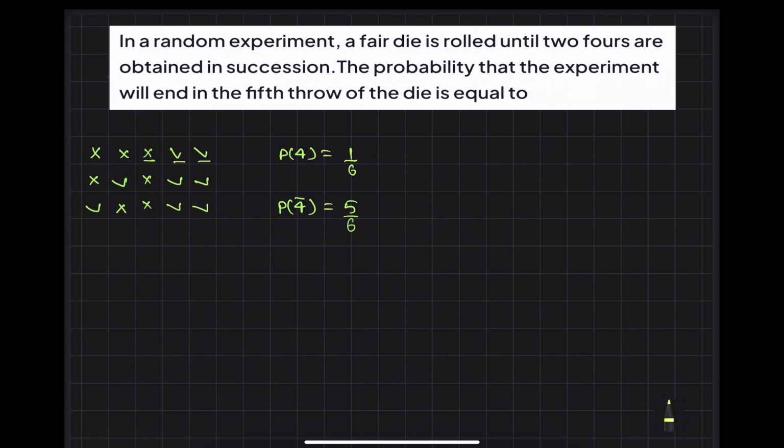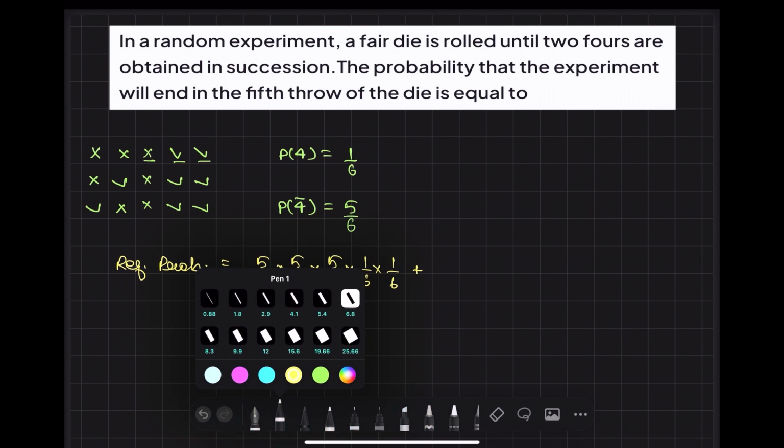Now let's write down the final required probability. So the required probability is no 5 by 6, no 5 by 6, no 5 by 6, yes 1 by 6, 1 by 6. Okay, so the first part is clear.